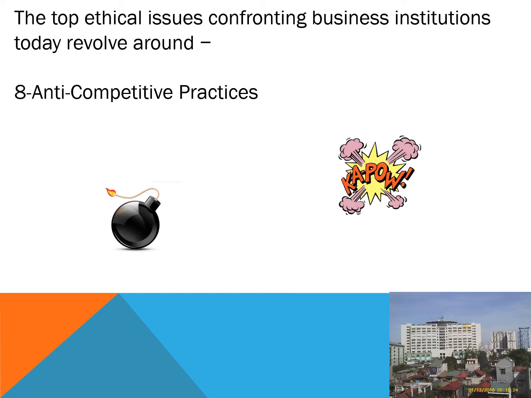Top ethical issue number 8 confronting business institutions today revolves around anti-competitive practices. This could include setting up a monopoly, forcing small competitors out of business through honest and dishonest means, destroying your competition by blowing them up, hiring people to stop the other company from doing things.